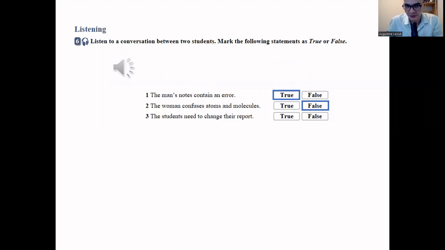And the third one, the students need to change their report. The answer to this one is true. Since the man's notes were wrong and then the other student's notes were based on the man's notes, therefore they both need to change their report, okay? So those are the answers. Moving on to the next segment.